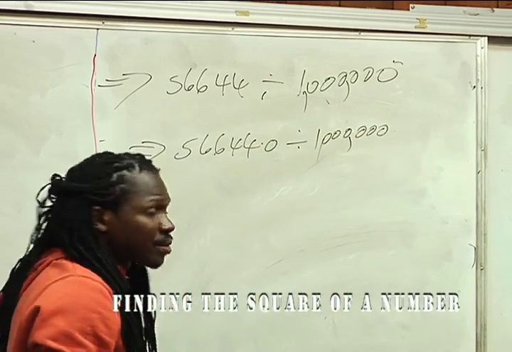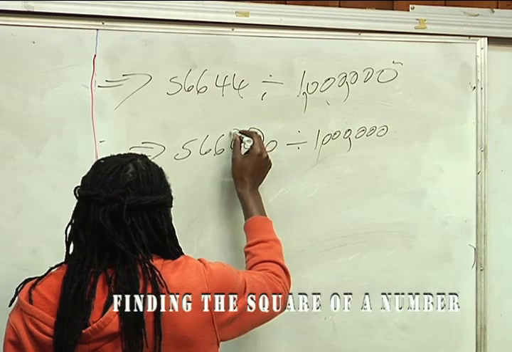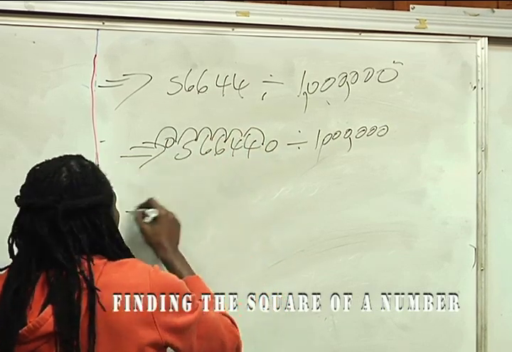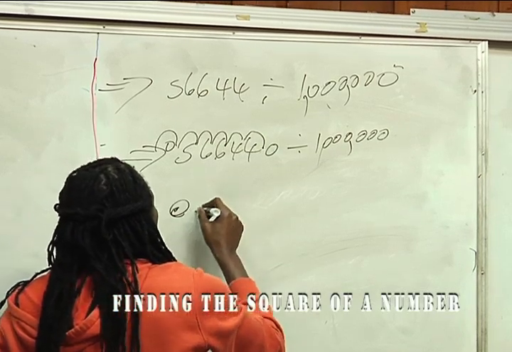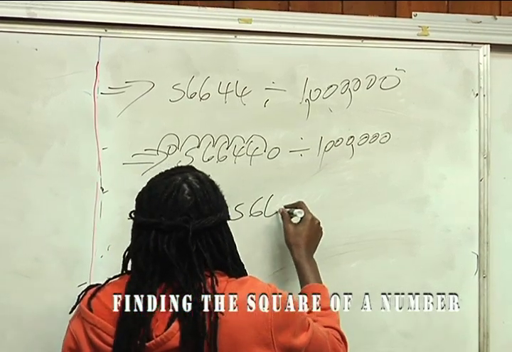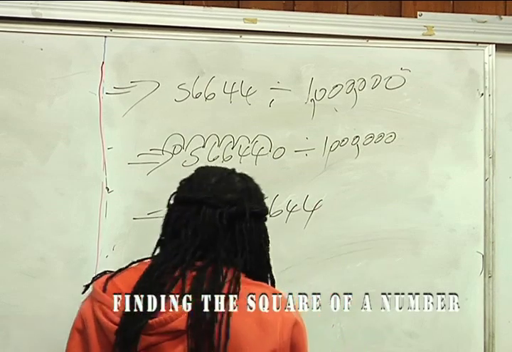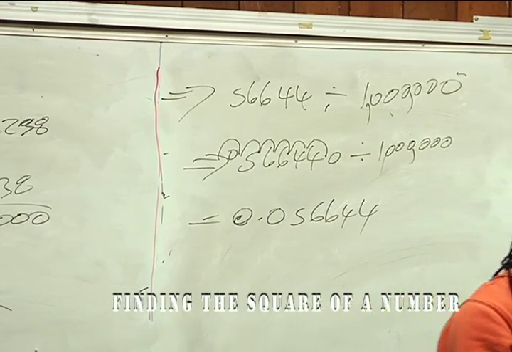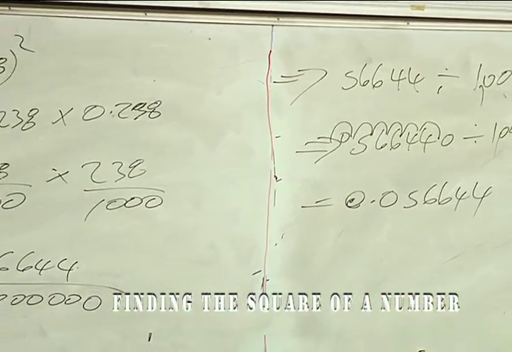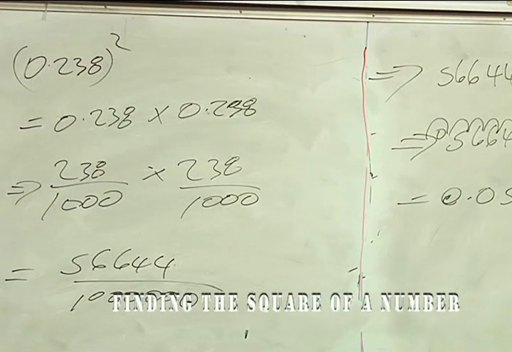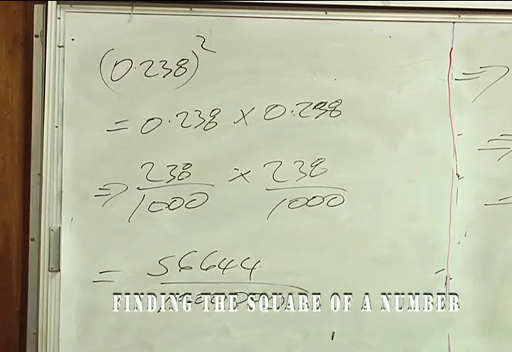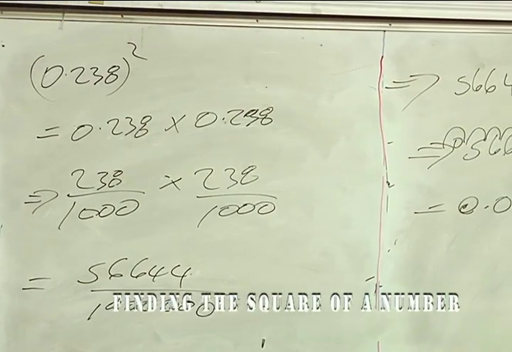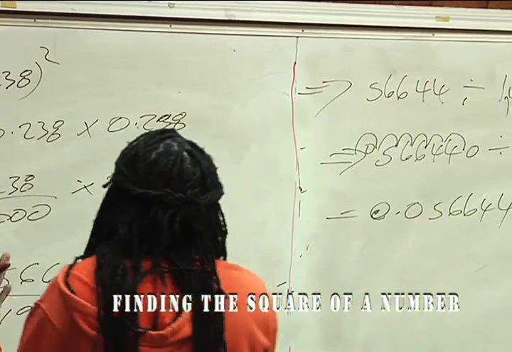1, 2, 3, 4, 5, 6. 0.056644. Work it by calculator. Yes, sir. You get that. Want to see that? Everything is simple.